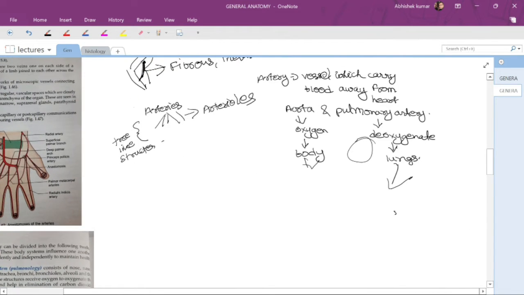So basically, what is a tributary? When many small rivers come and join to form an ocean, this joint is known as a tributary, and veins work like this.